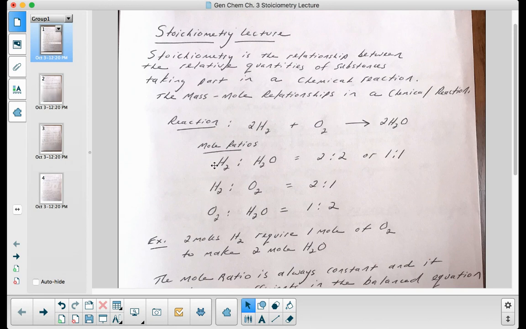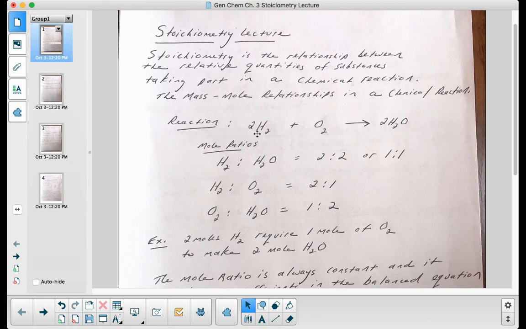So as an example, what is the mole ratio between hydrogen and water in this balanced equation? It's a 2-to-2 ratio or a 1-to-1 ratio. What that means is that for every 2 moles of H2 molecules, I will produce 2 moles of H2O molecules. So again, back to last week when we talked about the mole, it's just a counting unit. It's a quantity used in chemistry for very small things, such as atoms and molecules.